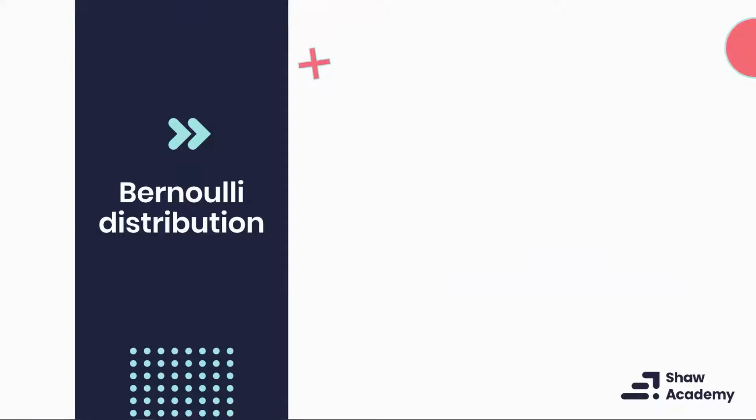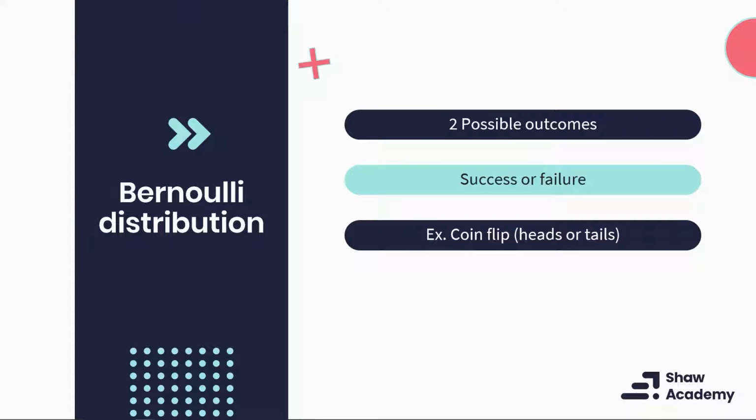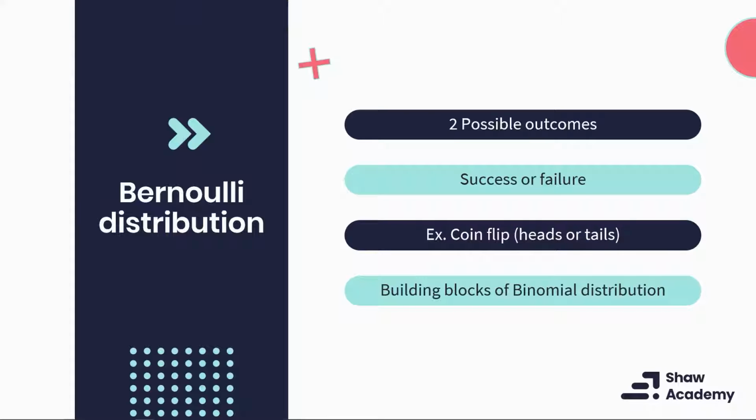The first distribution we will introduce today is called the Bernoulli distribution. Now, this distribution has two possible outcomes, success or failure. It's easiest to think about this distribution in terms of flipping a coin. The coin can either land on heads or tails. Therefore, there are two possible outcomes for a coin flip experiment. The Bernoulli distribution can be seen as the building blocks of the binomial distribution that we will cover in more detail in the next lesson.